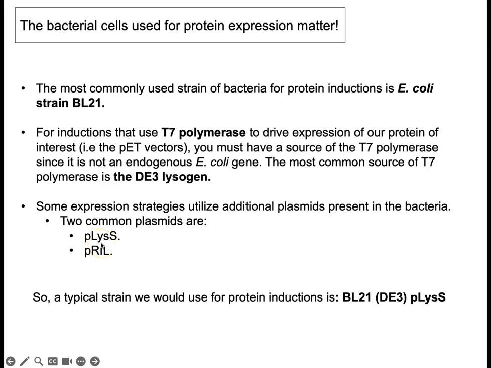So the bacterial strains that we use for protein expressions matter, and you're going to want to pay close attention to the bacterial strains that you're choosing to do a protein induction. A typical strain that we would use for protein inductions is going to be BL21, so that's the parental strain. In parentheses, you would see DE3. That's going to be the lysogen that contains our T7 RNA polymerase. And you may have an additional factor such as pLysS or pRIL that would be in there.